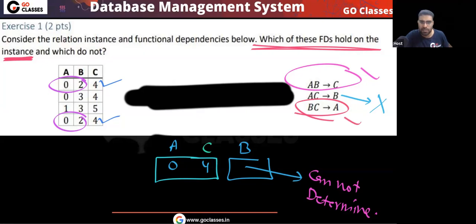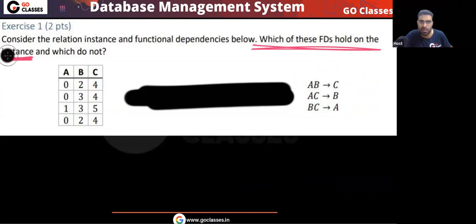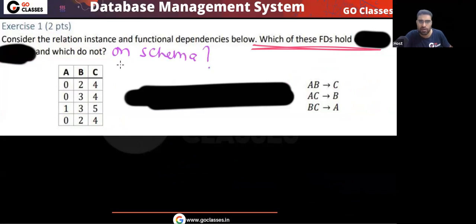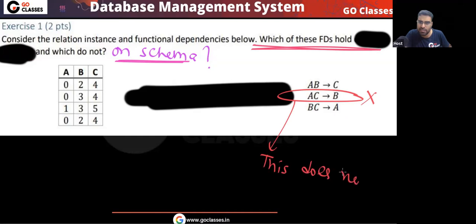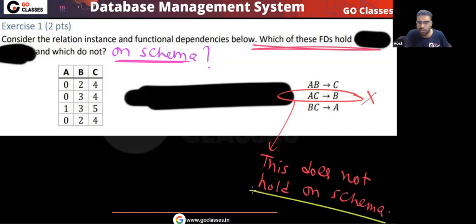Now, if I ask the same question for the schema, which functional dependencies hold and which do not hold on the schema? Definitely this one will not hold. Yes or no? I can say this does not hold on the schema also.